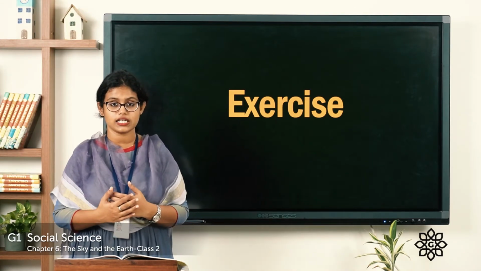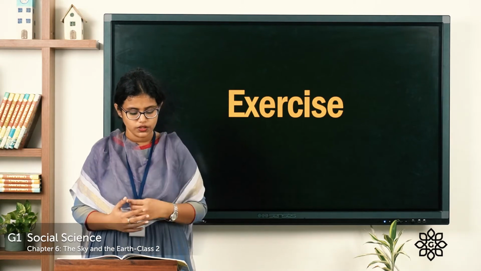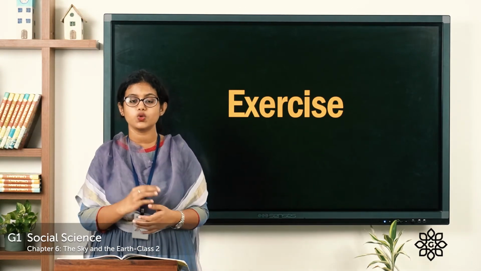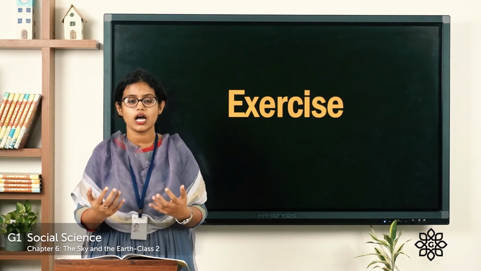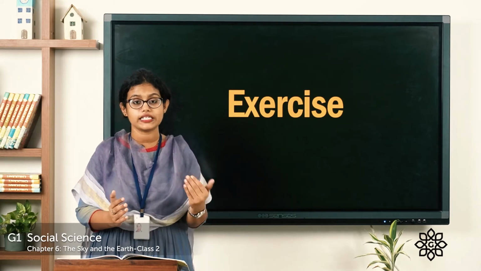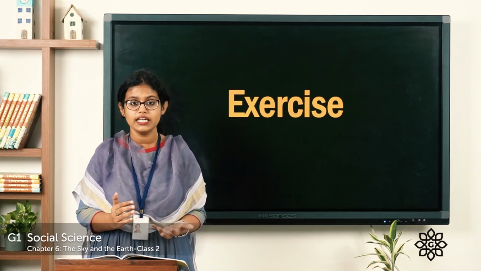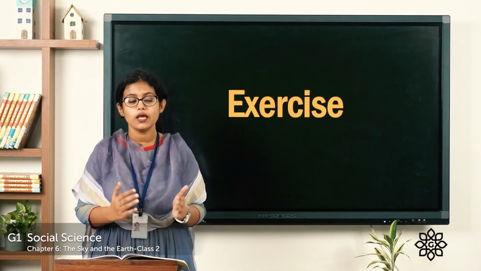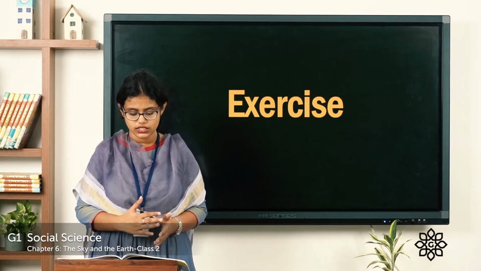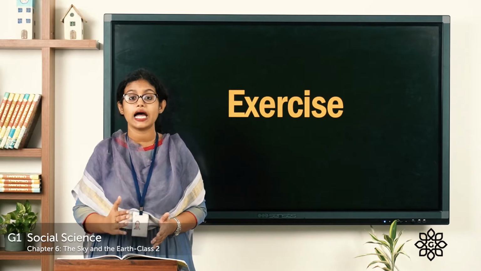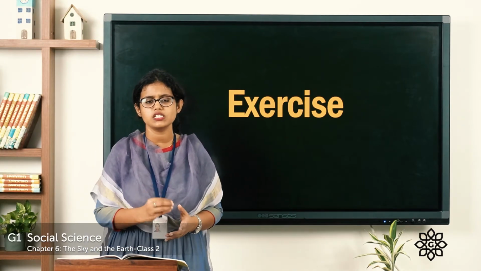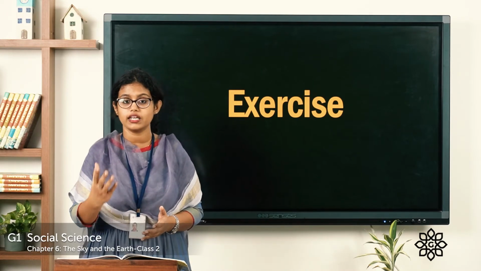Coming to the second exercise, here what you have to do is tick the things that you can see in the sky. So we learned that in the sky we can see different things. And the sky looks different on a sunny day, on a rainy day, and at night. What you have to do here is tick the things that you can see in the sky at night. Okay, the first one, flowers. Can we see flowers in the sky at night?